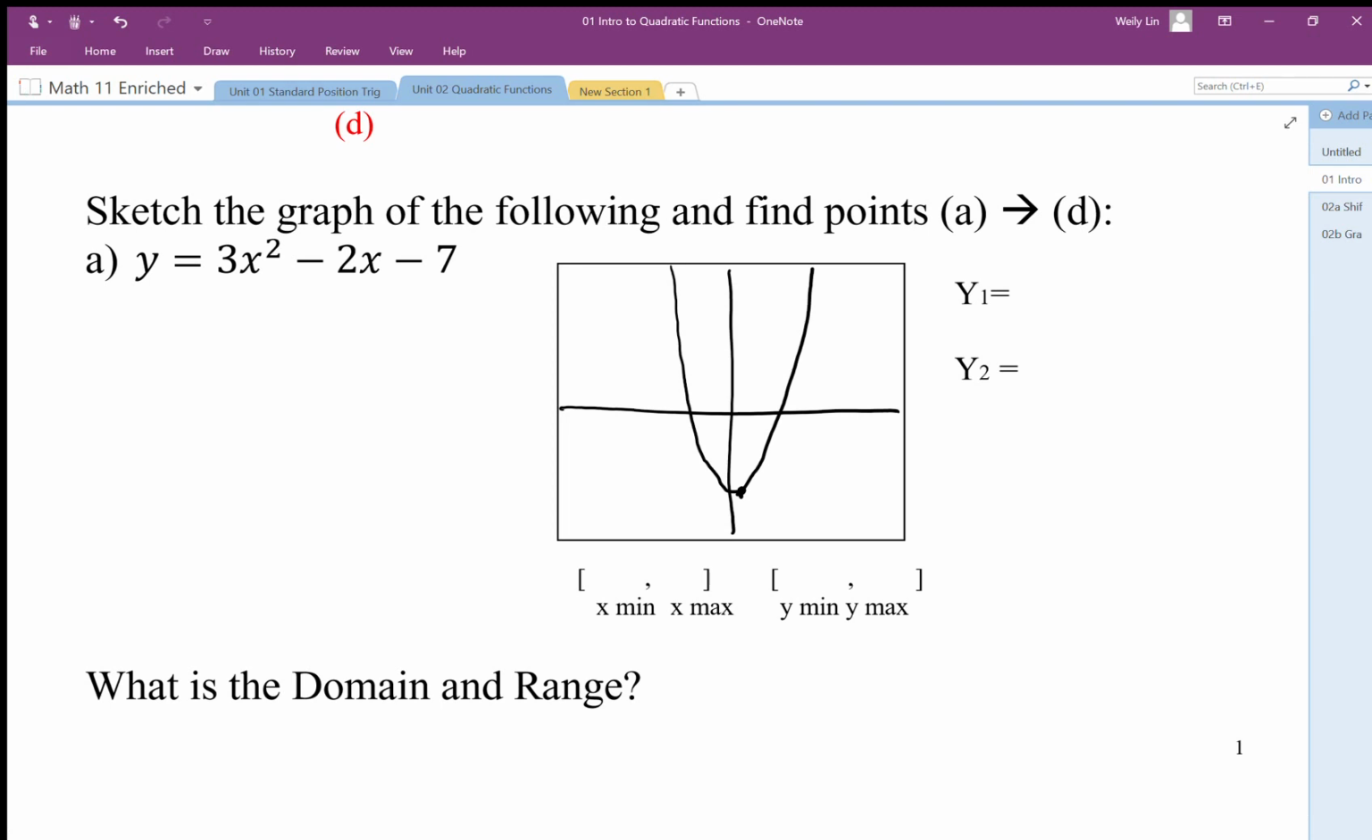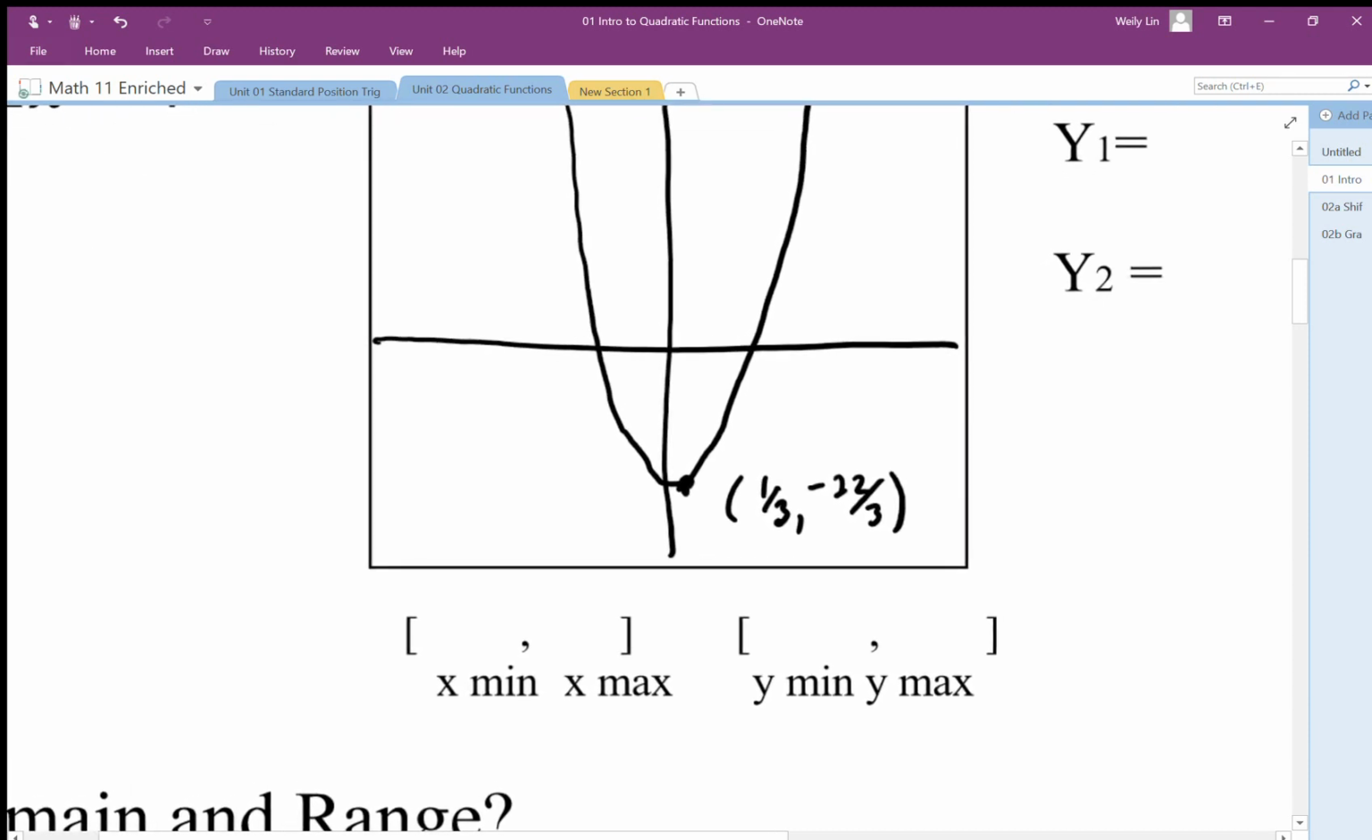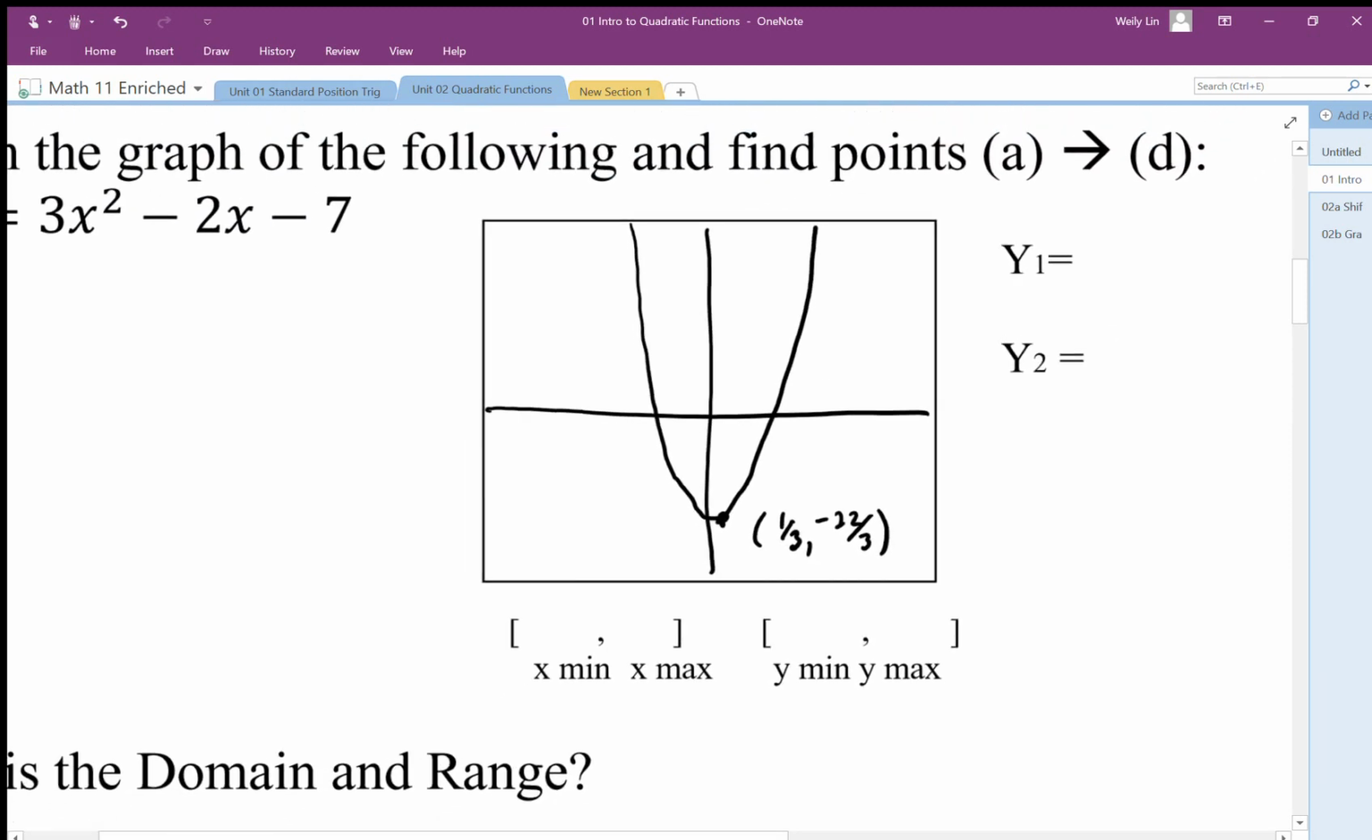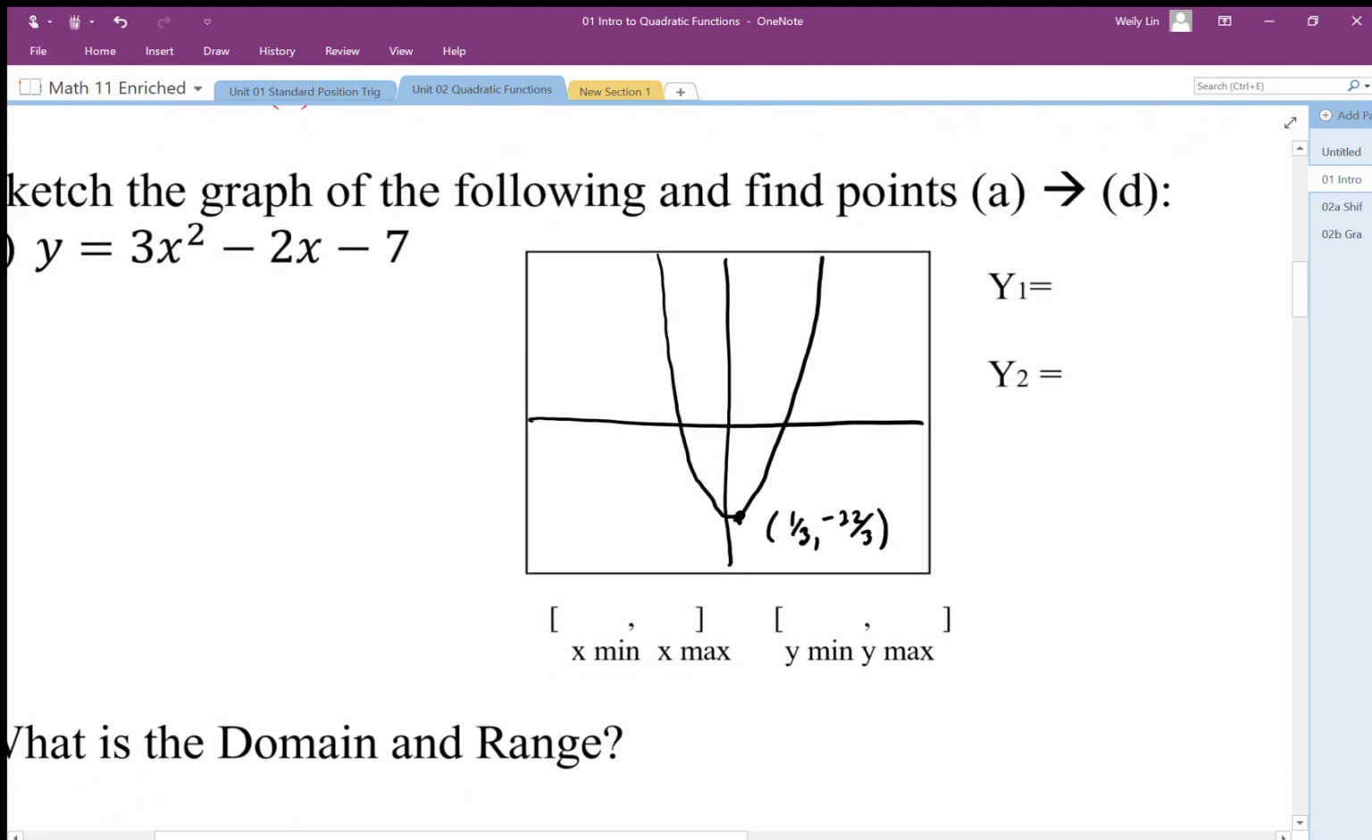With my graphing tool here, I have to do something a little bit different. Okay, so I'm getting the minimum point as positive 1/3 along the x and negative 7 1/3, so it's negative 22/3 for the y coordinate. Okay, so there's my vertex. That's probably the most important part.